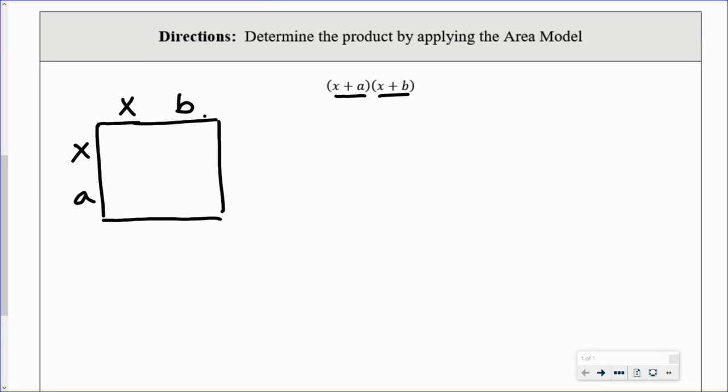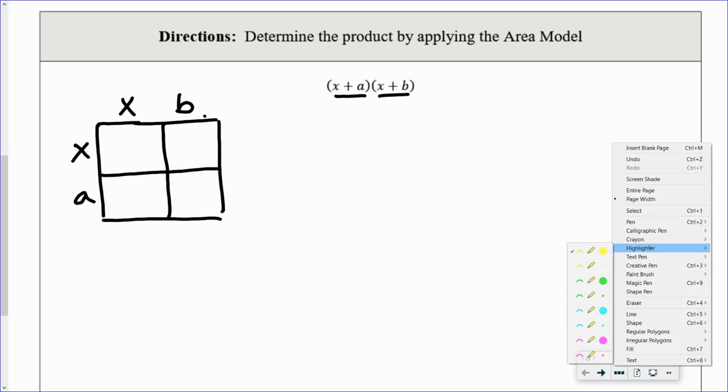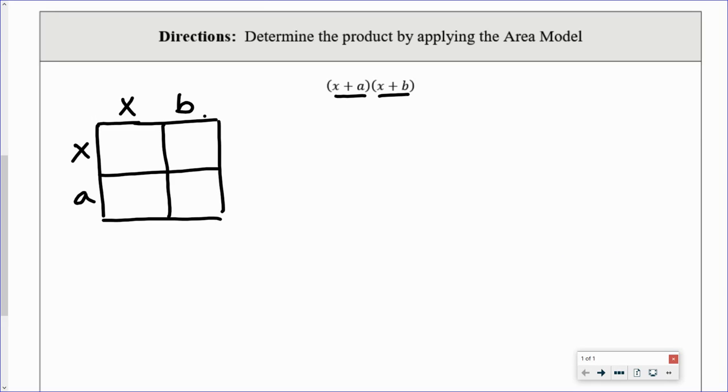Now, to find the area of a rectangle, we can just simply multiply the length times the width, or we can break the rectangle down into smaller pieces, find the areas of each of those pieces, and add them together. That's the approach we're going to take here. So I'm going to break this rectangle down into smaller regions, and then we're going to find the area of each region and add those areas together when we're done.